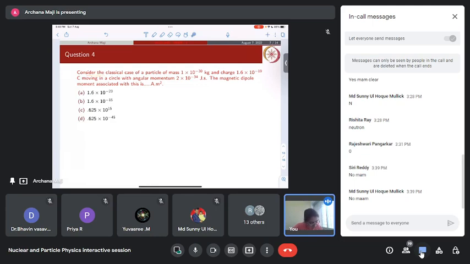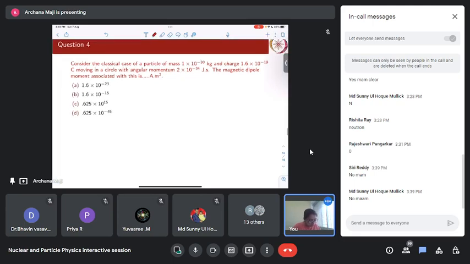Consider the classical case of a particle of mass 10 to the minus 30 kg and charge 1.6 times 10 to the minus 19 coulomb, moving in a circle with angular momentum 10 to the power minus 34 joule second. The magnetic dipole moment associated with this is? So we know how magnetic dipole moment is related to the angular momentum, right? So that expression has to be used.